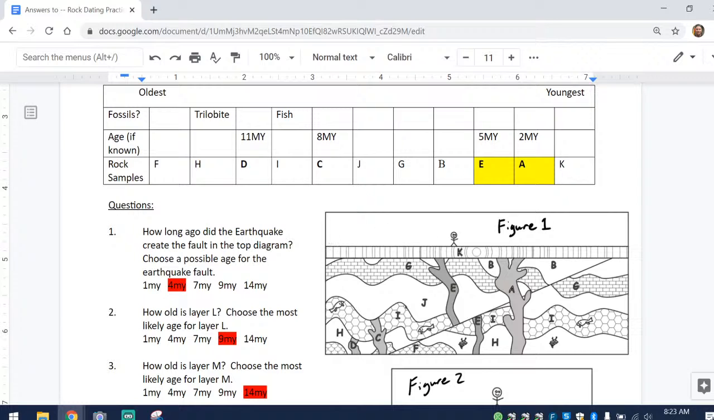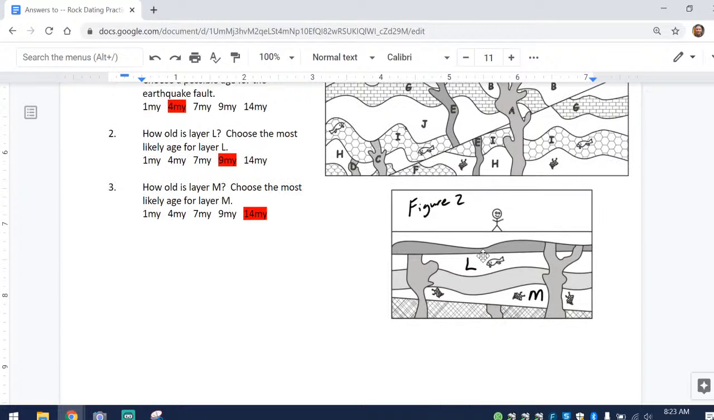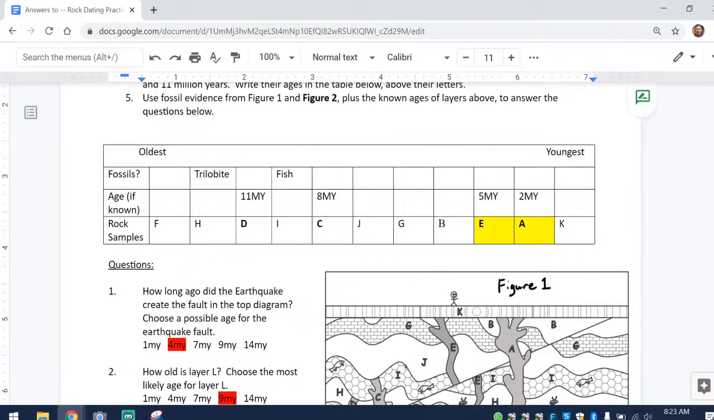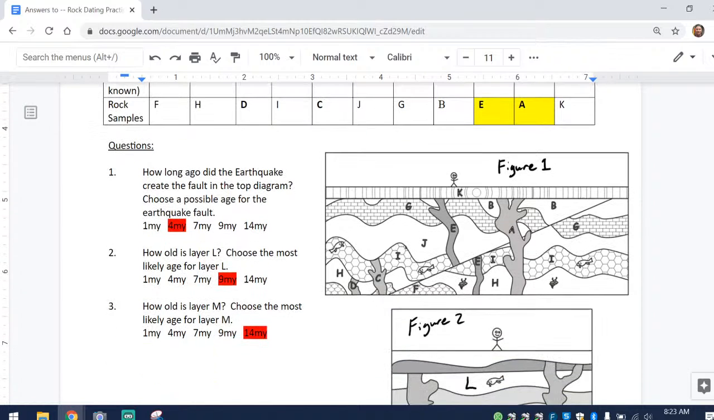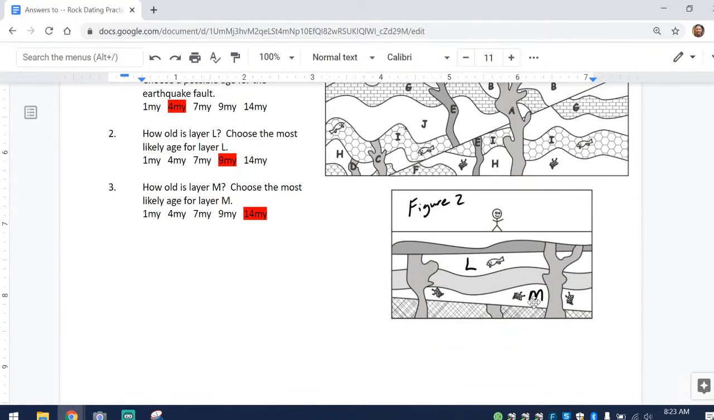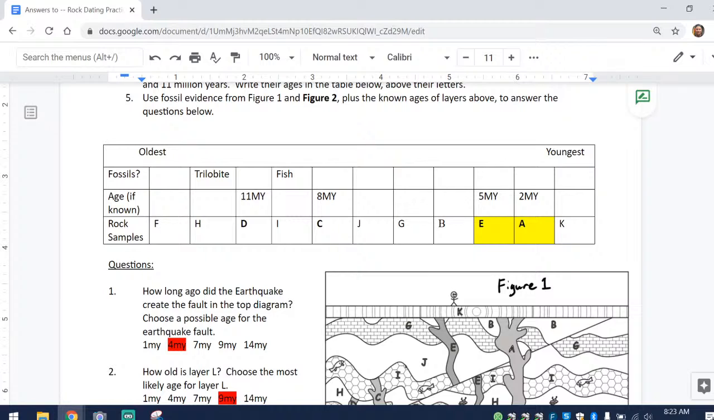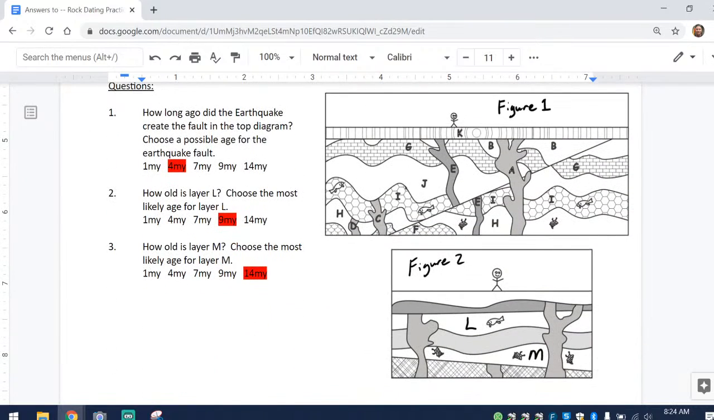And for layer L, that's not in the picture up here. But if you go down to figure 2, layer L has the fish fossil. And the fish occurred right here in history between 8 million years and 11. So layer L's got to be something that's between 8 and 11, so it's 9. And then finally for layer M, same kind of thing. It's got the bug fossil, and the bug fossil, the trilobite, existed in layer H, which is older than 11. That's all we know, is it's older than 11. So I need to pick something older than 11.